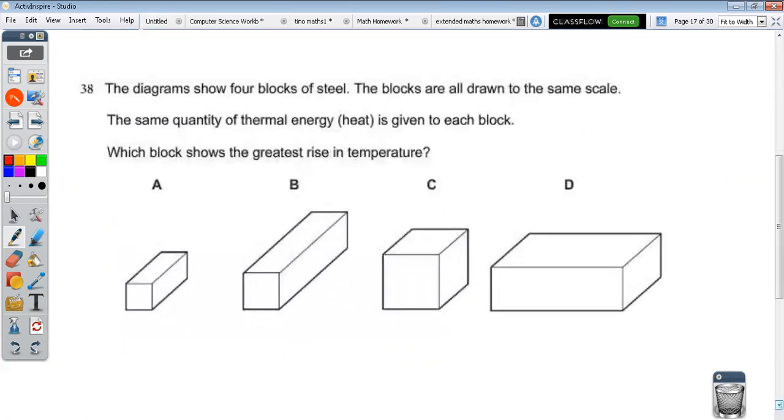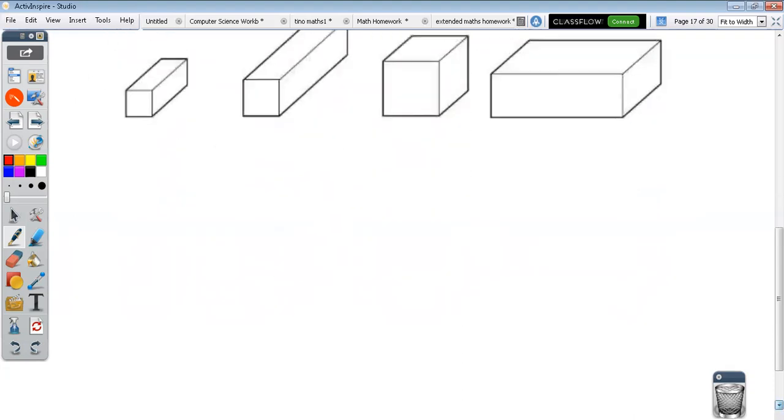Now, number 30. The diagram shows you four blocks of steel. The blocks are all drawn to the same scale. The same quantity of thermal heat is given to each block. Which block has the greatest rise in temperature? So which one? A. Correct. The one with the smallest surface area. Clear, remember, because they are made of the same material. Are we together?